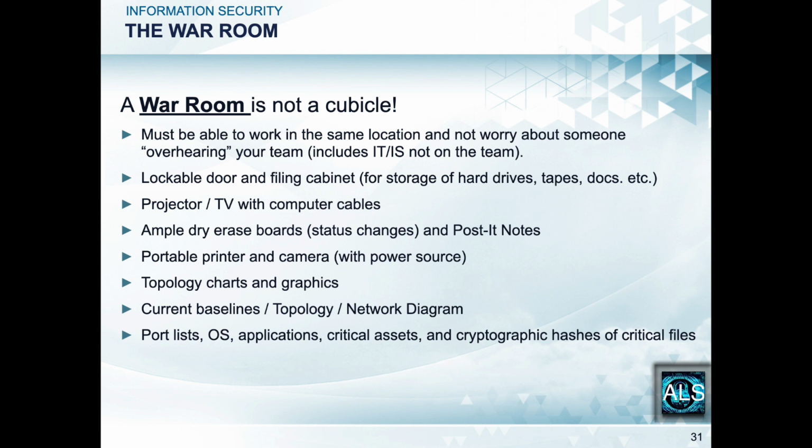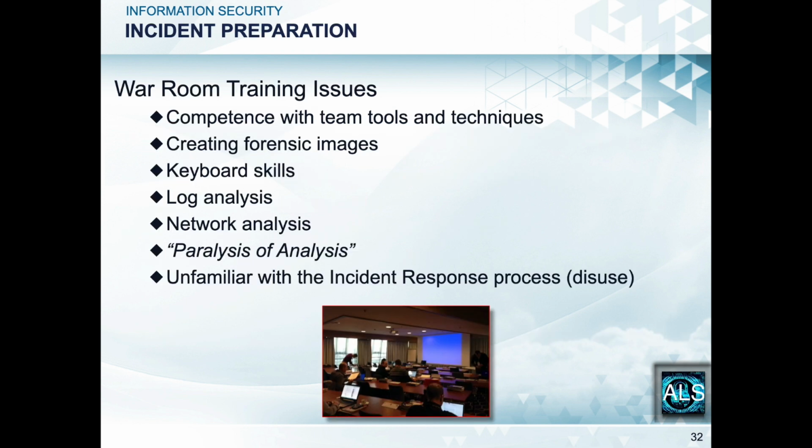Having current topology charts, network diagrams, things like that that are up to date, that will really be of value. Again, consider your system having ransomware or being wiped. You may not have access to those tools to be able to generate a network diagram or a data flow diagram. You should have current baselines as well. You should know what those baselines are and what they were. This will be important as you're starting to put the system back together. Having port lists, critical assets, cryptographic hashes of critical files, things like that would be important as well.